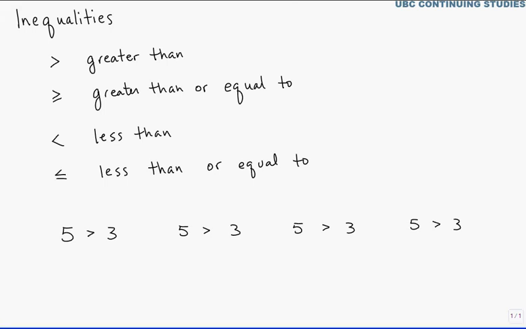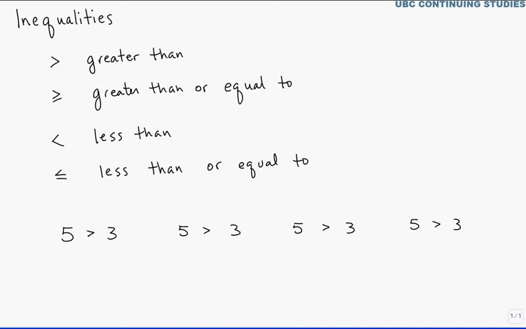Inequalities are very much like equations, and I'm not going to spend too much time on inequalities because really all of the techniques you've learned for equations, linear equations, can be applied to linear inequalities. There's one big wrinkle or one big exception though.